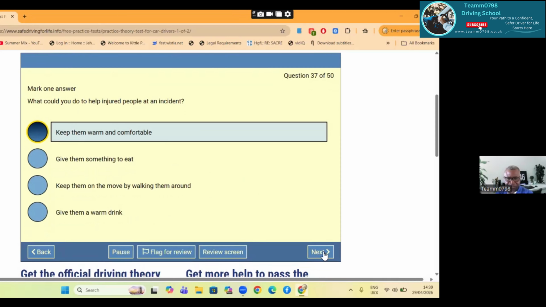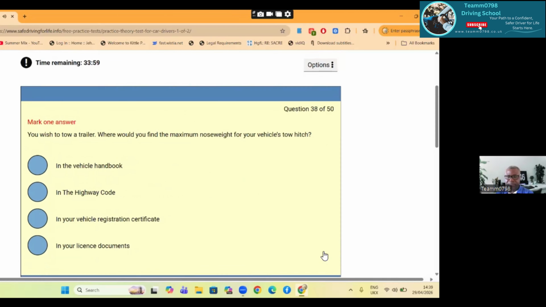Okay, they know what to do. Mark one answer. You wish to tow a trailer. Where would you find the maximum nose weight for your vehicle's tow hitch?